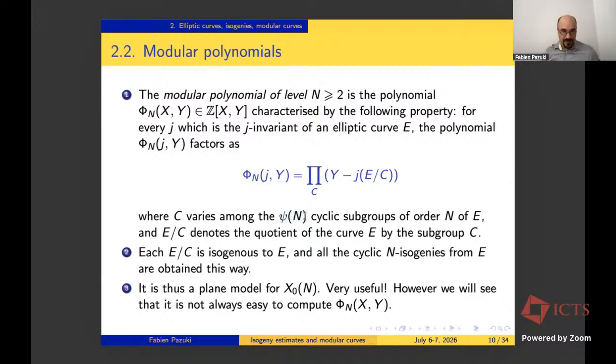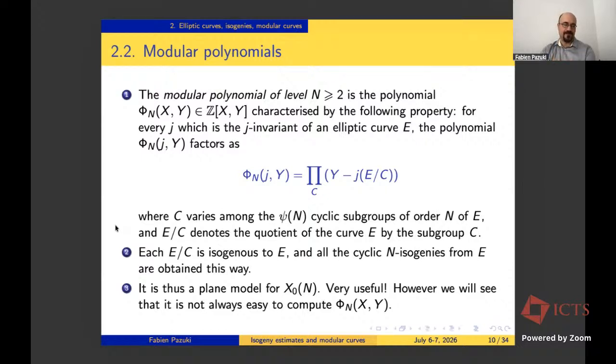We can compute this number. So psi of n, it's a number that will come back a bit later in the talk. It's n with a little product, so the magnitude of psi of n is essentially n plus a little bit. For n a prime L, this is L plus 1. This is just a choice of a base. That's rather easy to do. So we have psi of n cyclic subgroups, and then we construct this modular polynomial using this rule.